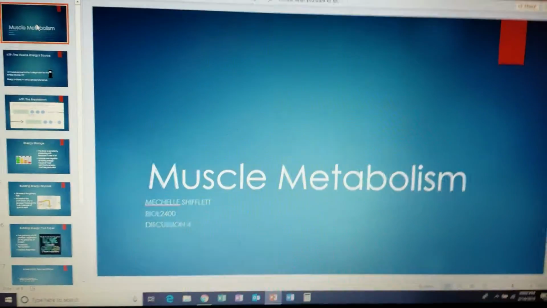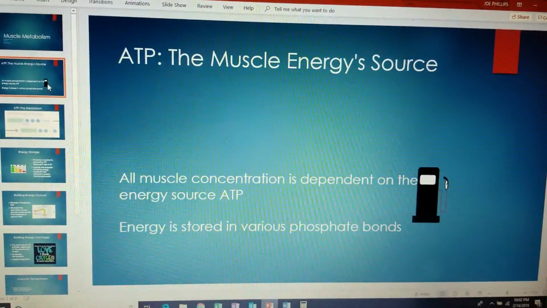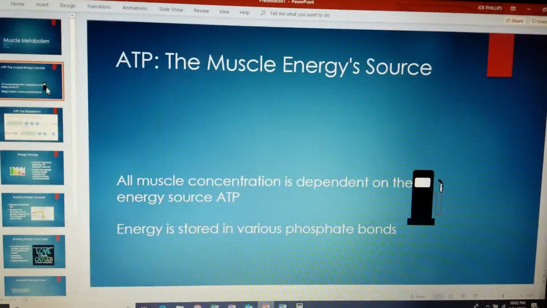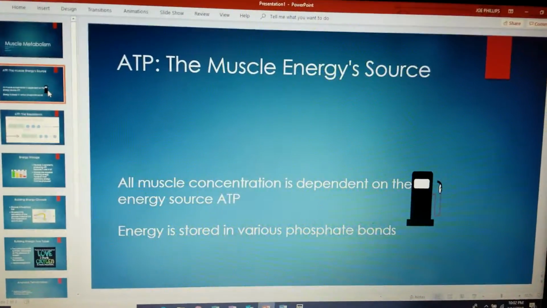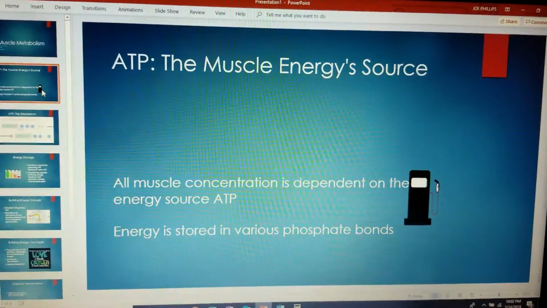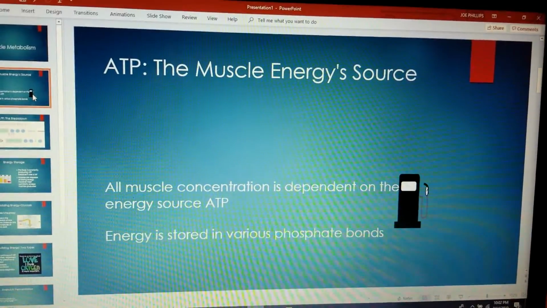This is my presentation on muscle metabolism. ATP is the muscle energy source. All muscle contraction is dependent on the energy source ATP. Energy is stored in various phosphate bonds. You can also think of ATP as a fuel.